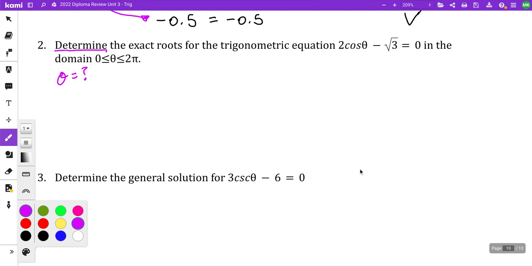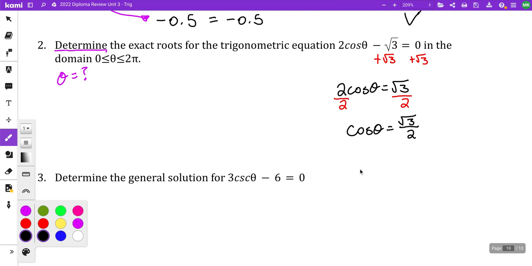There's no power of 2's here. To solve linear means move everything to the other side. Keep your theta on the left side. Let's start by adding root 3 to both sides. That gives me 2 cos theta equals root 3. I almost have theta by itself. There's that 2 in front, so I got to get rid of that 2 by dividing by 2. That gives me cos theta equals root 3 over 2.